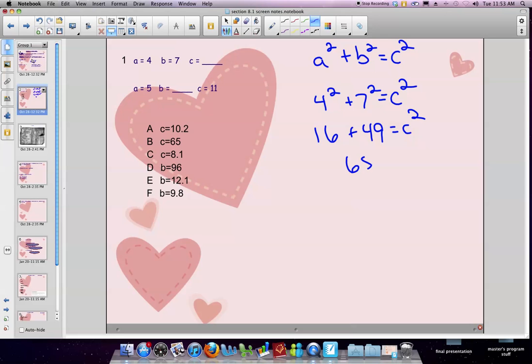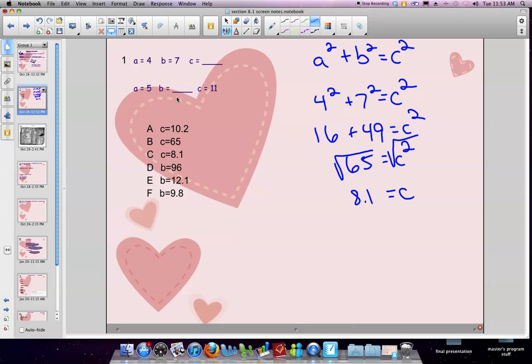Now, to get c, to get the length of the hypotenuse, we don't want it squared. So remember that the opposite of squaring something is square rooting it. That cancels the squared, so we get the c alone. And on the other side, we're left with the square root of 65. For our purposes, we will simply put the square root of 65 into our calculator, and we will get approximately 8.1 if we round it to the nearest tenth.